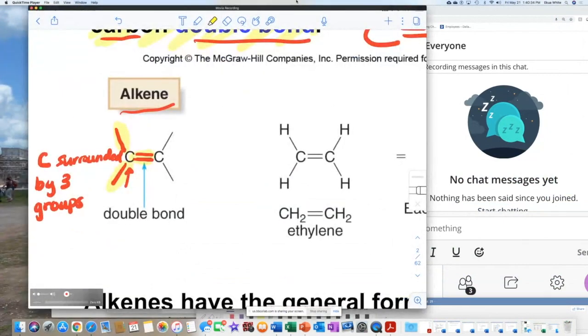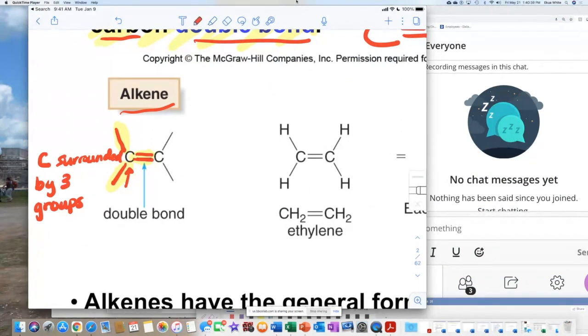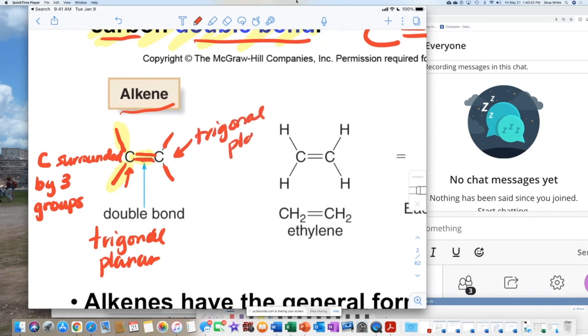Okay. So that's my situation with the carbon on the left. This is going to be trigonal planar. What about the carbon on the right? Same thing. 1, 2, 3. Okay. Also trigonal planar. And the way the trigonal planar looks, if you're trying to look at the shape, it's pretty much what they have drawn here. In trigonal planar, you have bonds arranged about 120 degrees away from each other. And that's how they drew it here.